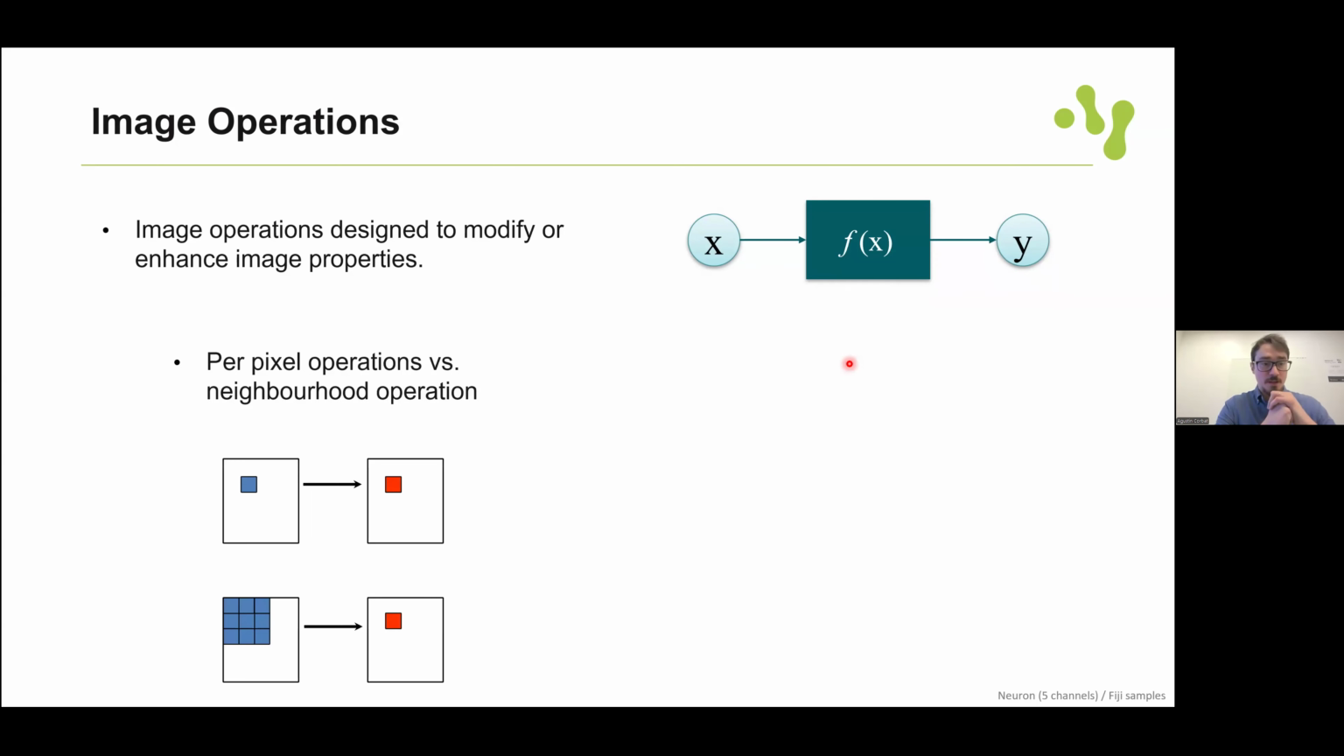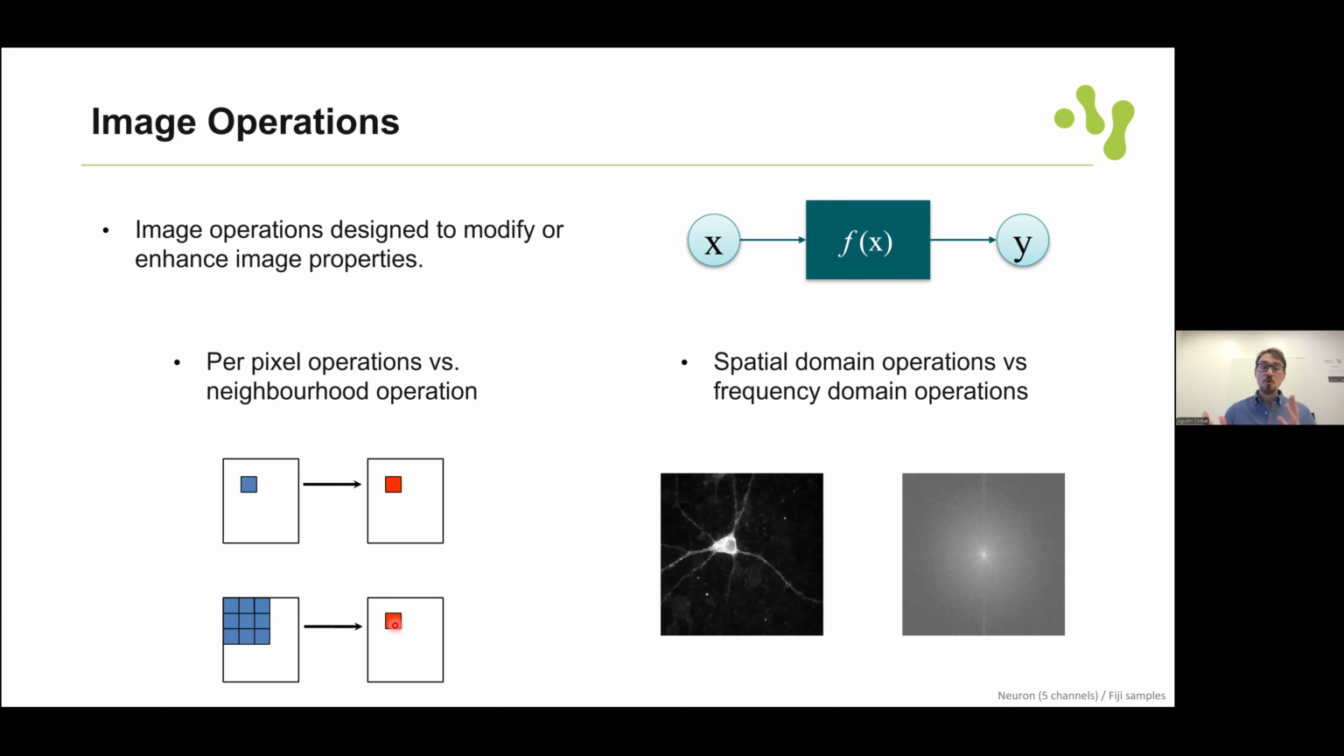We can separate them into per pixel operations, so they take a pixel, do some calculation, and give you a value for that same pixel, or neighborhood operations, which take a group of pixels surrounding a central pixel and give you the value that should be replaced there. Or we could also categorize them depending on whether we are working in the spatial domain, in this case the image per se of a neuron, or we could convert the image into the frequency domain, as you've seen with a Fourier transform, and work in the frequency domain.